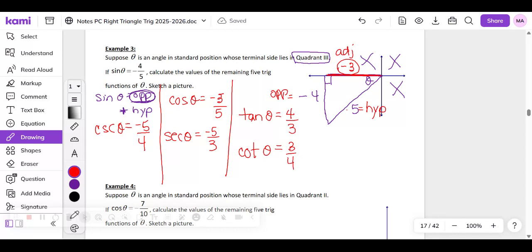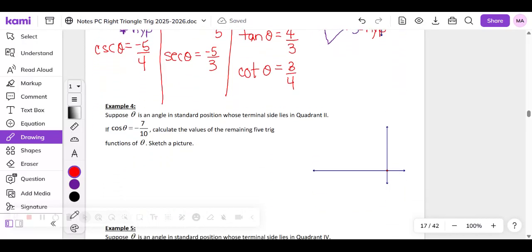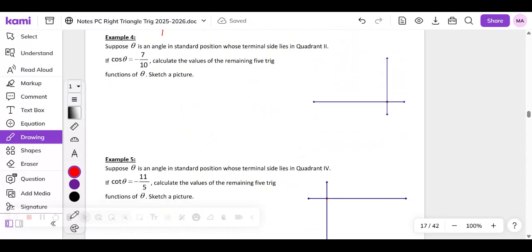Okay, so hopefully so far so good. We didn't ask you to calculate the angle, so we're done. So see if you can sketch number 4 and label the sides correctly. Go ahead and pause the video and let's see what you can do.